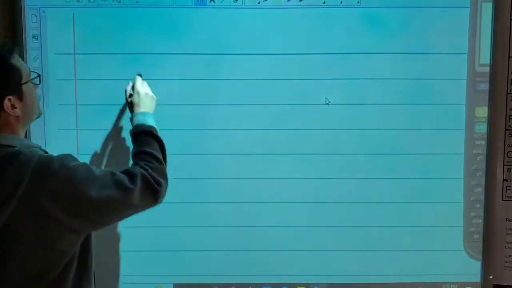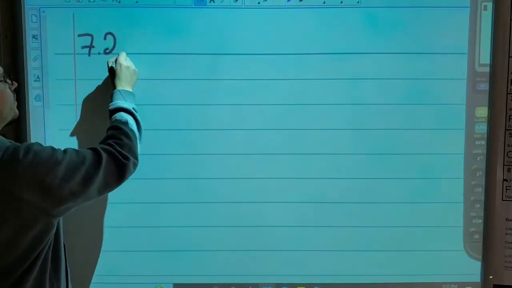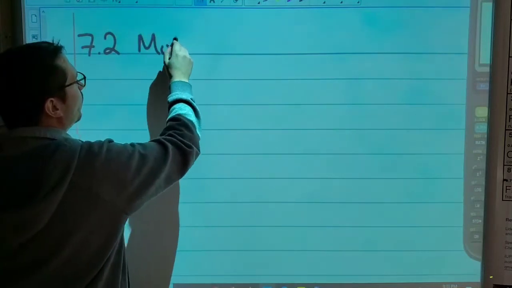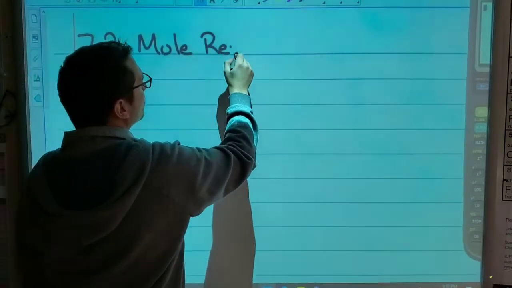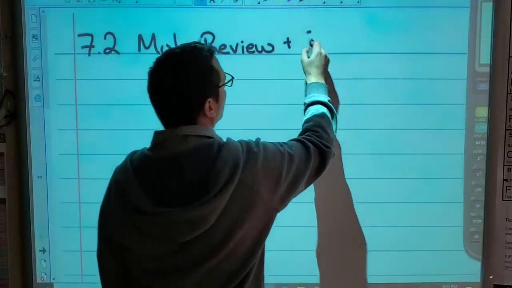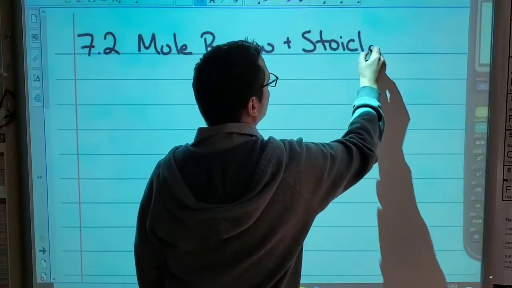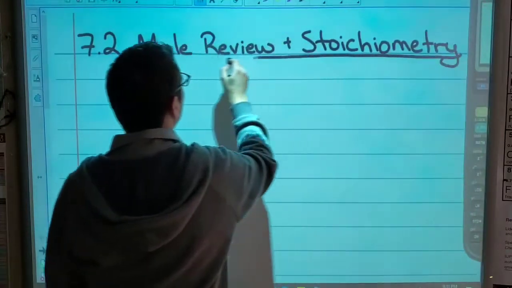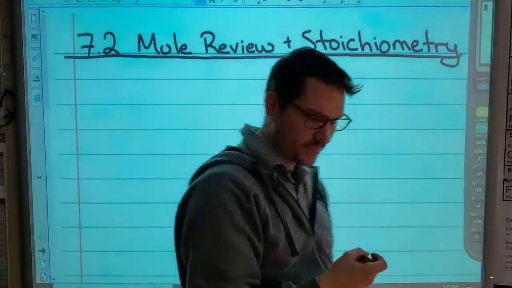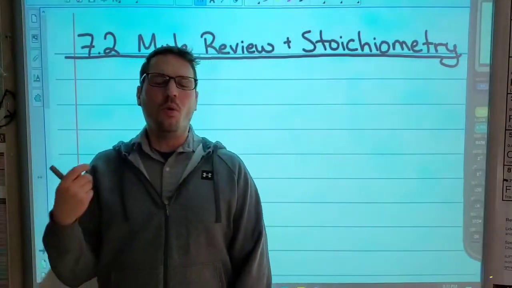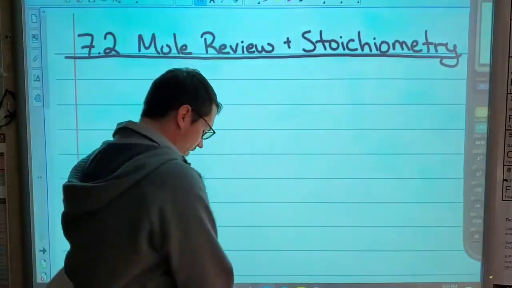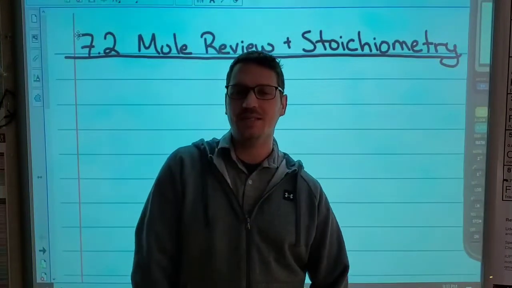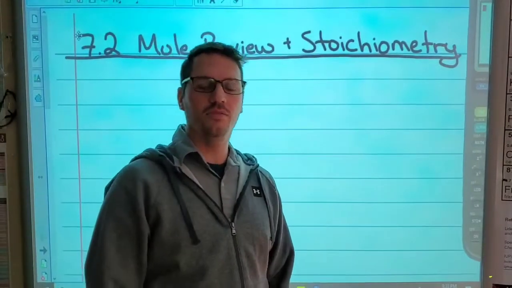This is 7.2, and it's a part of stoichiometry, but we're going to do mole review and stoichiometry. What I want you to focus on right now is some really important pieces of information in your data booklet and in your formula sheet.